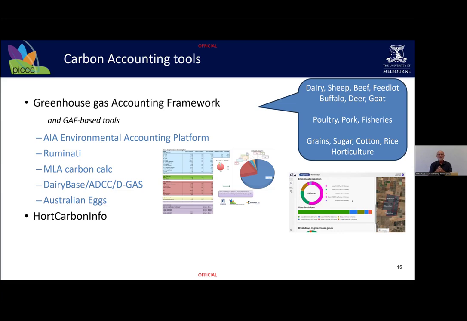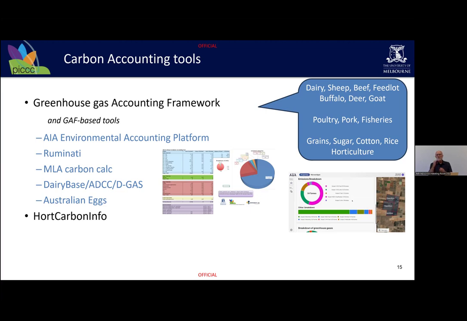That does make sense. You've got the Ruminati platform, which has basically taken our cropping calculator, our various livestock calculators, and built them into a single tool. You've got the MLA calculator that has the same. You've got dairy that produced the Dairy Greenhouse Abatement Strategies calculator, and from that, the Australian Dairy Carbon Calculator, and now has taken that calculation and built it into the dairy database. So sitting behind DairyBase is the same tool.